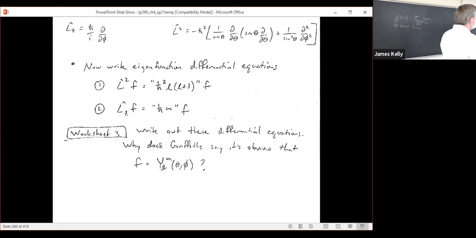And when we do that, maybe I'll skip this worksheet. It's a little bit confusing, but so we write this down. We say L squared operating on F is an eigenvalue, and for some strange reason, I'm going to write my eigenvalue this way. We've already kind of motivated that, times F back again. And LZ with this differential operator on F is M times H bar times F. When you write those down, the question that I'm asking in worksheet problem 3 is, if we write out those differential equations, why does Griffiths immediately say it's obvious with no work that those F's are the spherical harmonics?